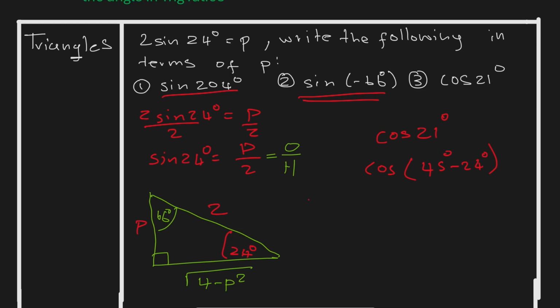So we're now going to have cos of 45 degrees, cos of 24, but now we change the sign. It's going to be plus. Then we have sine of 45 degrees, and then we have sine of 24 degrees.